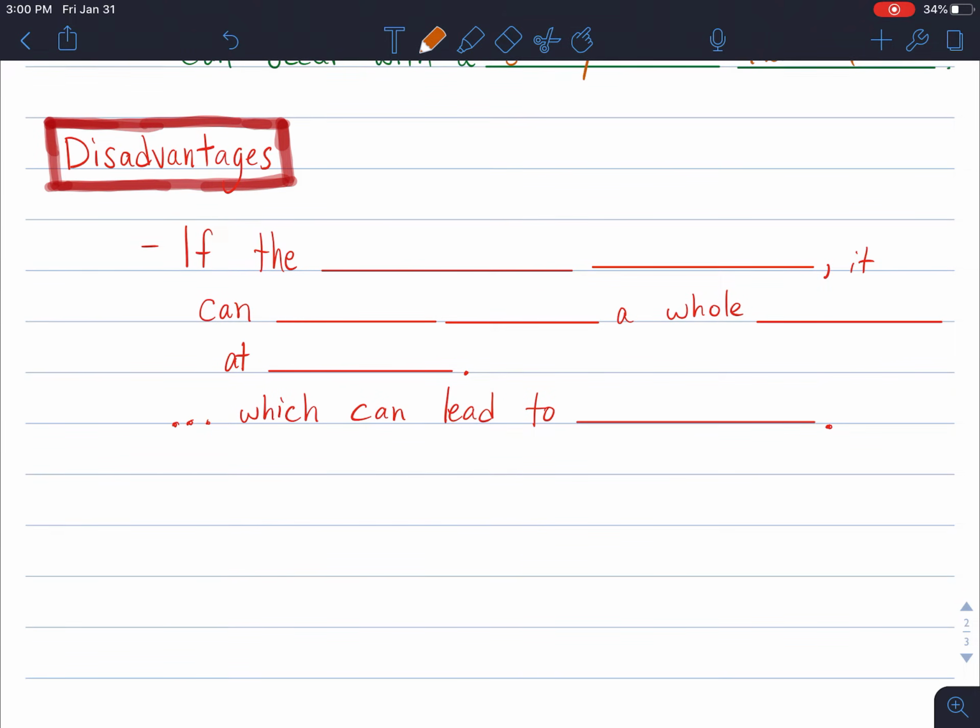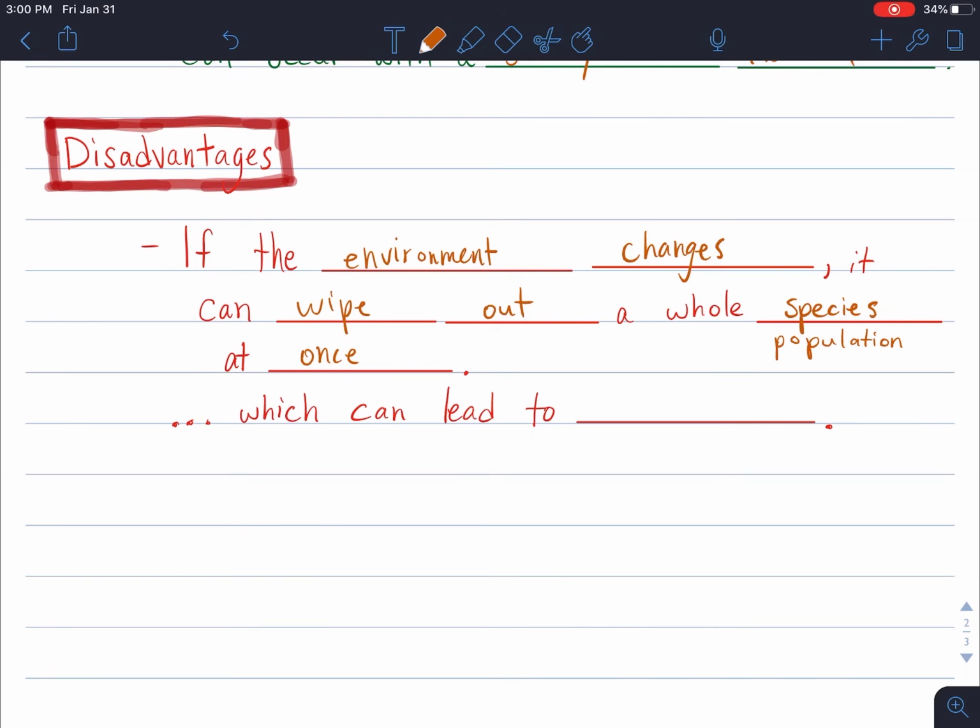And the disadvantages are that if the environment changes, those traits that it had that were well suited to that environment, well, those traits aren't going to help it anymore. So it can actually wipe out a whole species or a whole population, at least. Maybe not the whole species, but at least the population that lives in a certain environment. If that specific environment changes, then that population can get wiped out all at once.